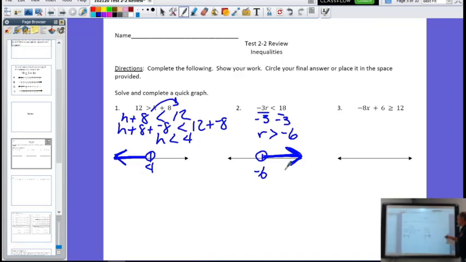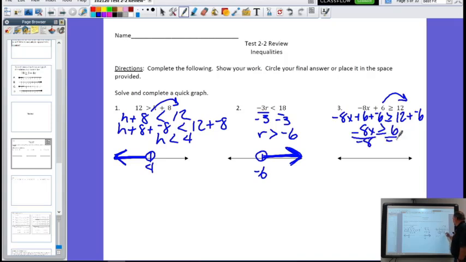Okay, so the first thing I need to do is get rid of the 6. But I do notice there's a plus, and this coefficient is negative. So what does that coefficient mean? That means that we are going to flip that inequality at the end. So negative 8x plus 6 plus negative 6 is greater than or equal to 12 plus negative 6. Negative 8x is greater than or equal to 6. Divide by negative 8, divide by negative 8.